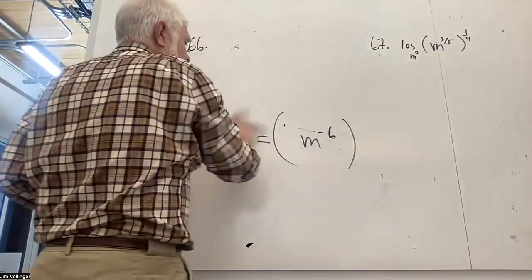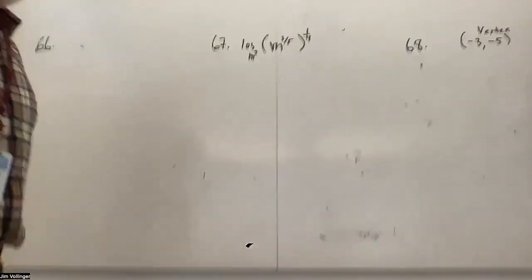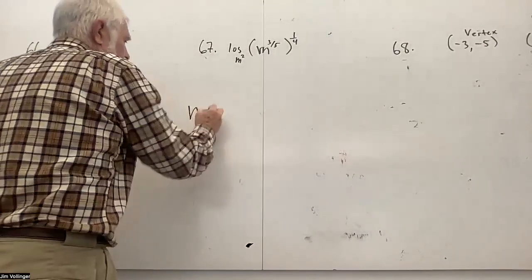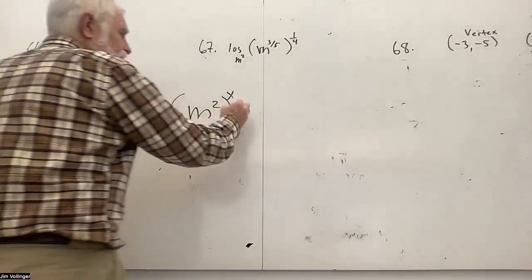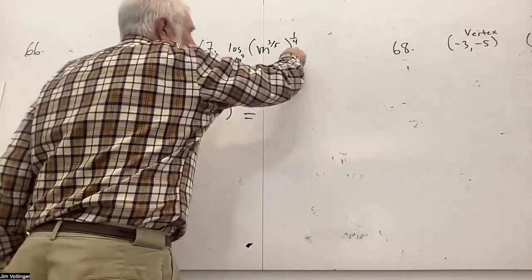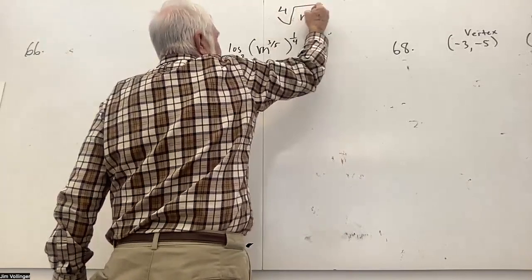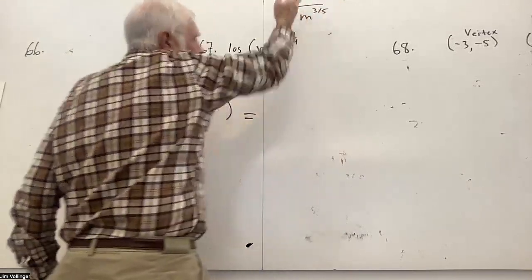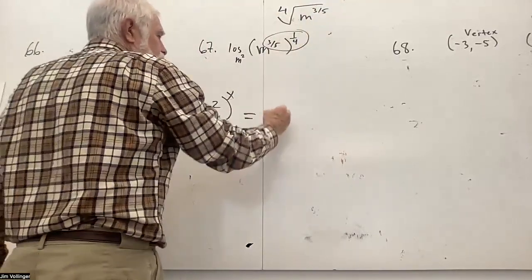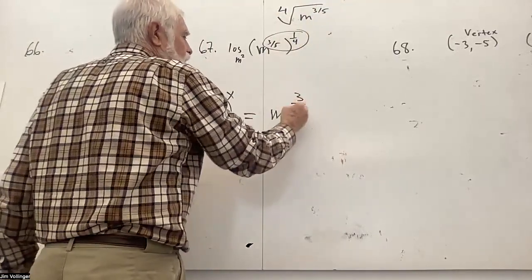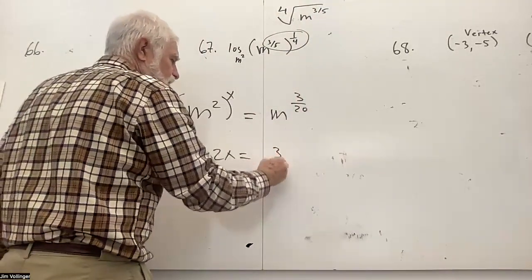Same kind of question on the other side here, 67. Basically the same question, but in this case, we're looking for m squared to the what? Is equal to m to the 3/5 to the 1/4, which is really the 4th root of m to the 3/5. That's awkward notation. So we're just going to apply the rule, which is multiplication. So that's m to the 3/20. Therefore, 2x equals 3/20.